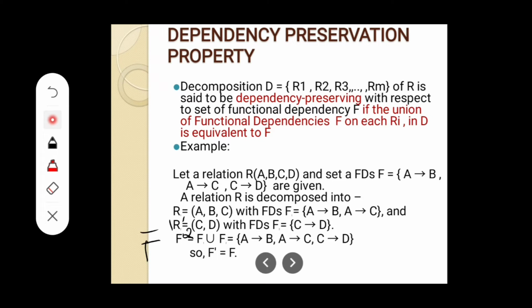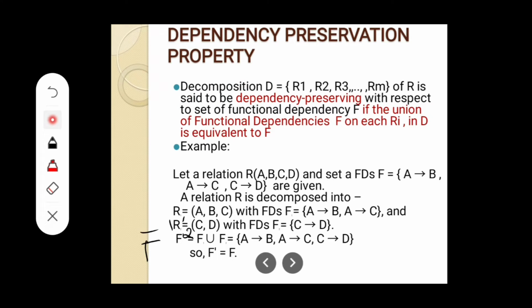Which means that the functional dependencies of the decomposed relations must be equivalent to the functional dependencies of the universal relation or the main relation. So when we decompose a relation into sub-relations, the functional dependency must not be lost, it must be preserved. That is the meaning. So let us now go into the explanation.